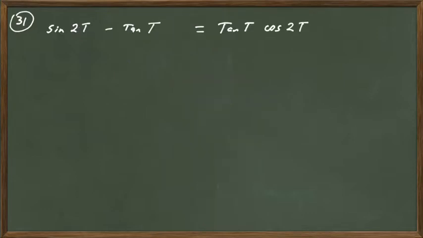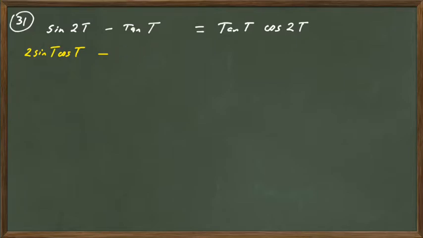On this one, I see the 2t is on both sides, so I don't care. We could work on the left, we could work on the right. Let's work on the left, I guess. Do I know a rule for sine of 2 theta? So it'd be 2 sine t cosine t minus tangent of t.